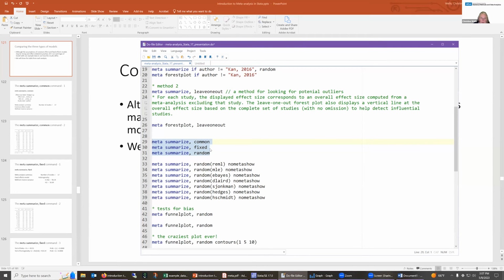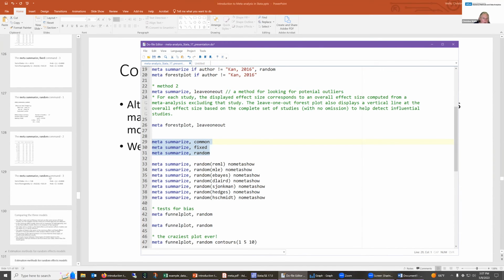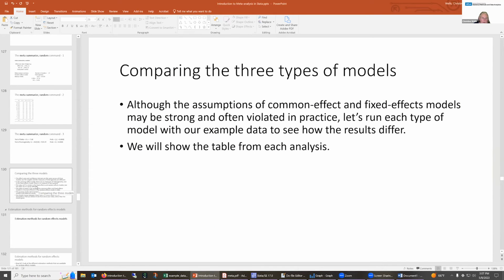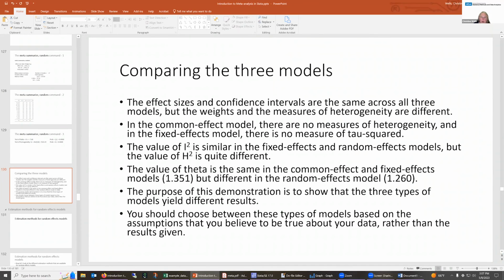So with common, with fixed, and then with random. And then I came over here and summarized all of that output there. All right, so let's have a look to see what happens here.